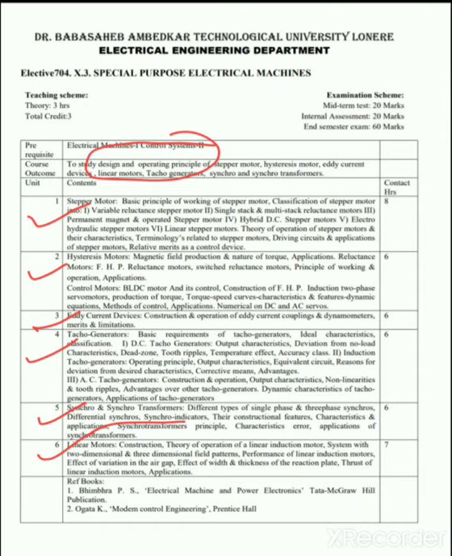Here some reference books are given: Electrical Machine and Power Electronics by P.S. Bimbhra, Tata McGraw-Hill publication, and the second one is Modern Control Engineering by Ogata. So this is all about the syllabus of the elective subject, special purpose electrical machines. Now we will move toward the first unit, that is stepper motor.